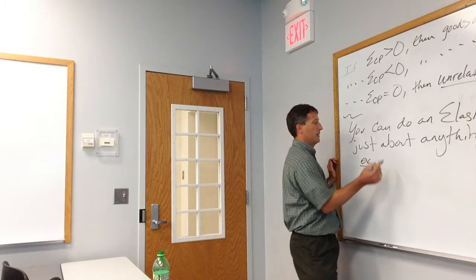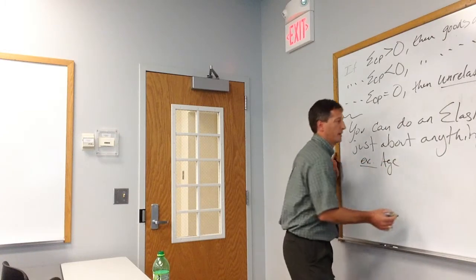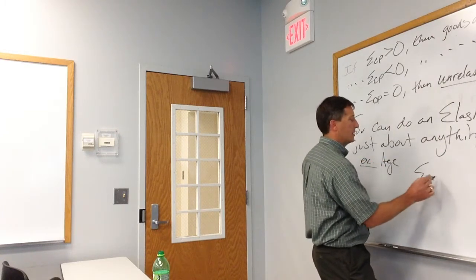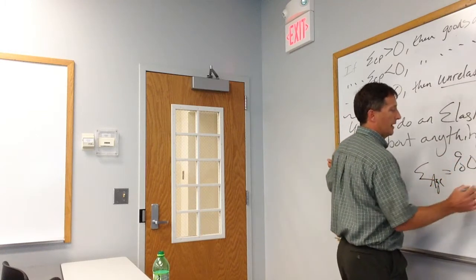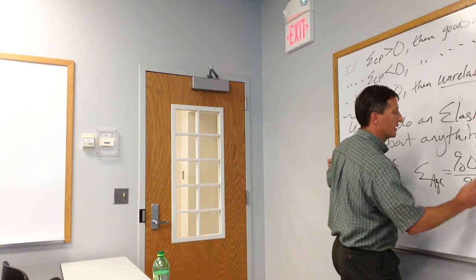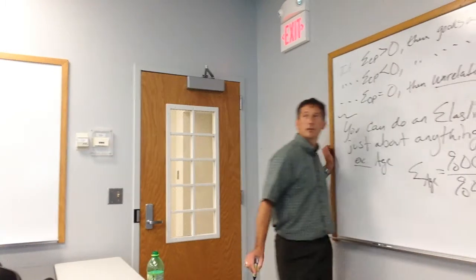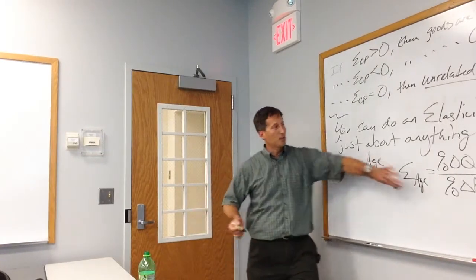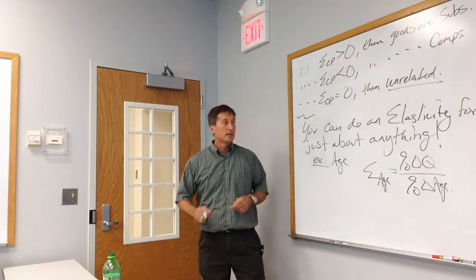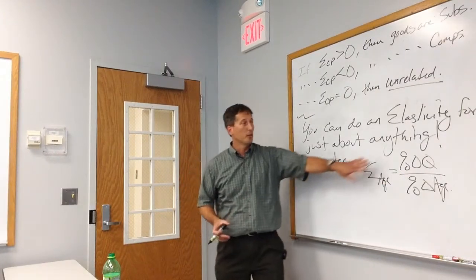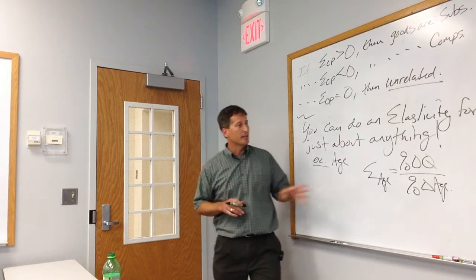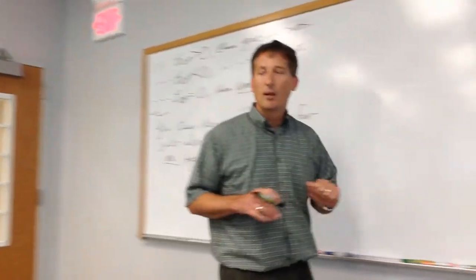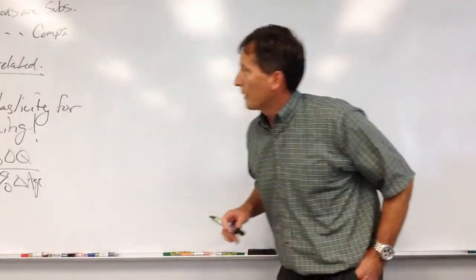So for example, age. Well, the age elasticity would look something like this. Percentage change in quantity divided by the percentage change in age. We just take that variable and we see how sensitive people are to changes of their purchases with respect to age. And we can collect data on that and see what happens. Okay.